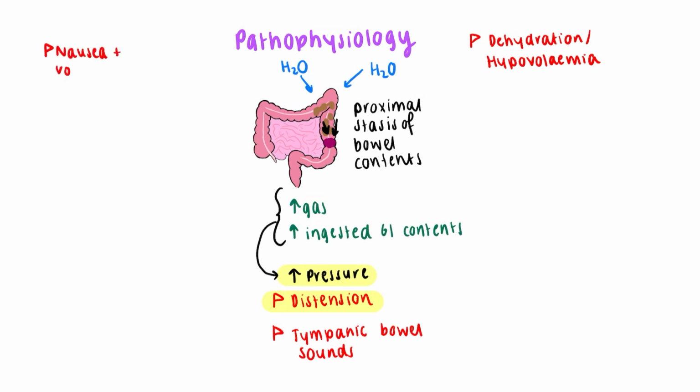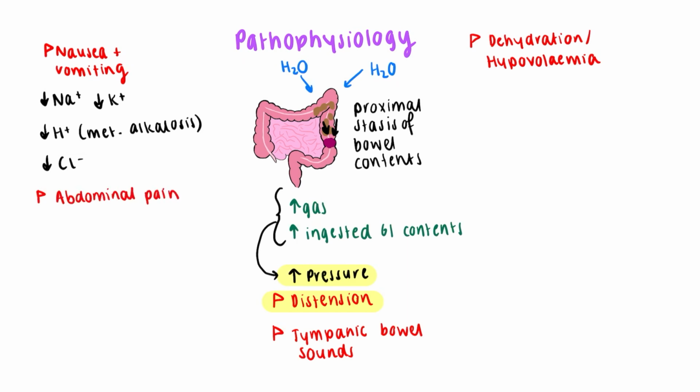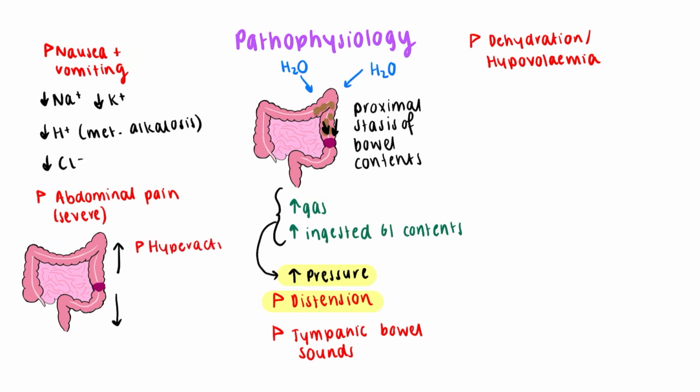When someone vomits, they lose certain electrolytes, including sodium, potassium, hydrogen, and chloride, in addition to fluids, adding to the dehydration and also causing hyponatremia, hypokalemia, and metabolic alkalosis, as well as hypochloremia. They can also have significant abdominal pain, as well as hyperactive bowel sounds proximal to the obstruction, and reduced or absent bowel sounds distally.